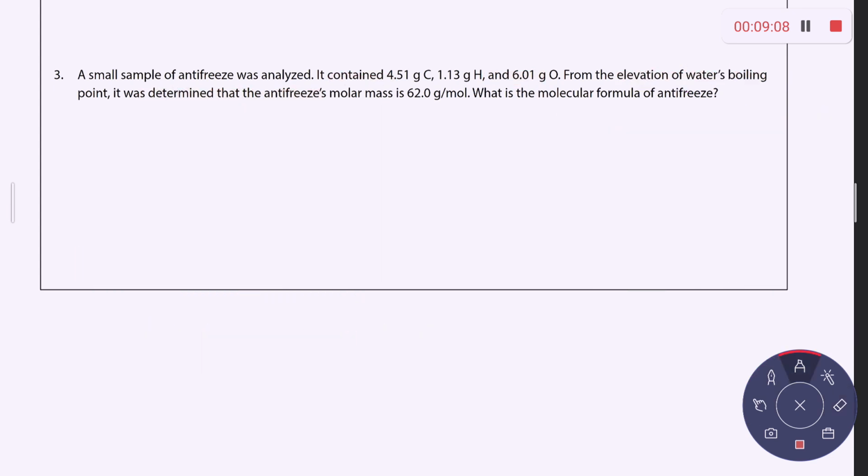It says a sample of antifreeze was analyzed. It has 4.51 grams of carbon, 1.13 grams of hydrogen, and 6.01 grams of oxygen. From the elevation of water's boiling point, it was determined that the antifreeze's molar mass was 62 grams per mole. They want the molecular formula of antifreeze. Since they did not give us the empirical formula, you have to calculate the empirical formula. Okay, so they gave me grams. What do I do with that first? What do I convert grams to?